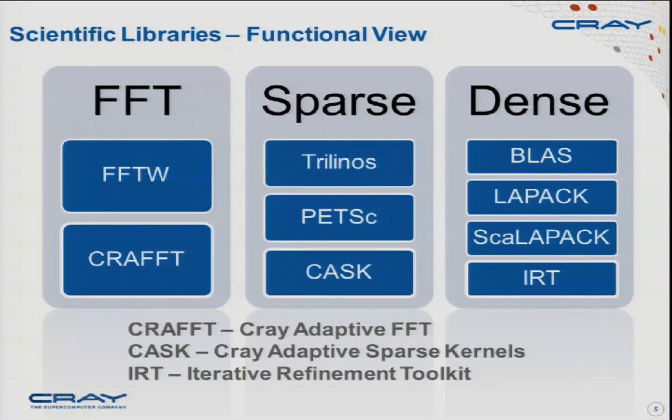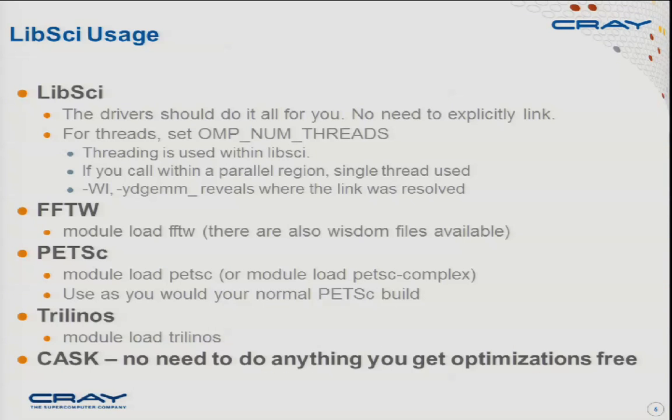Right, so this is an overview of the functions we have. We have FFT, so FFTW, the Cray version of FFT, adaptive FFT. Then we have the sparse calculations here, and also the dense part. This is just the meaning of what these things are. I will describe all these three parts in a short overview.